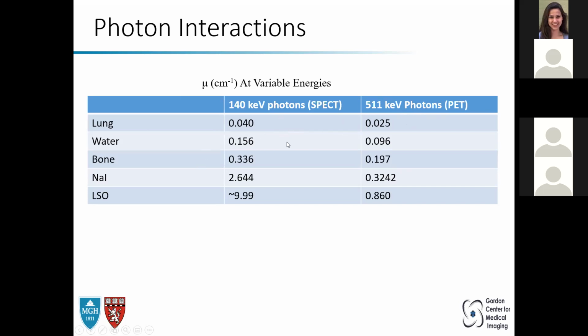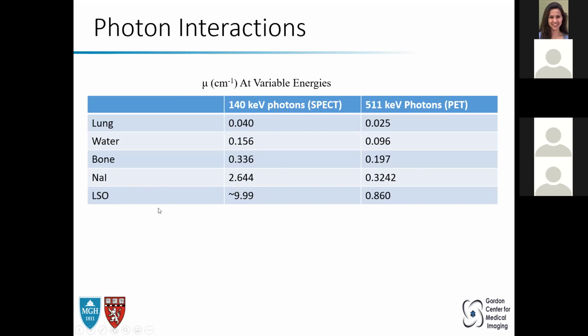Water, general soft tissue, is roughly equal. We have about a 50% increase. It's 50% better at stopping these lower energy SPECT photons. Similarly with bone, it's about twice as good. But then when we get into things like sodium iodide and LSO, where a lot of photoelectric effect can happen, where photoelectric is much more likely to happen at these low energies, right? So that can happen a whole bunch more at these low energy gammas than at the high energy gammas.